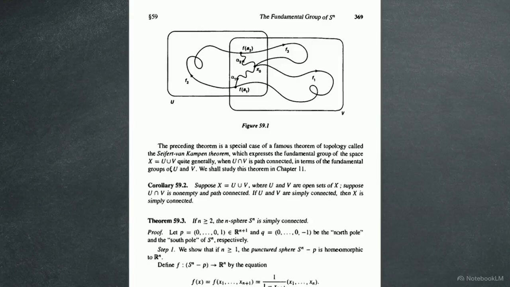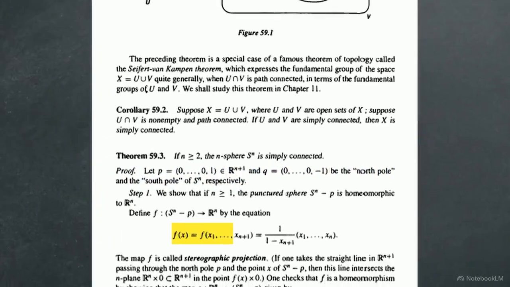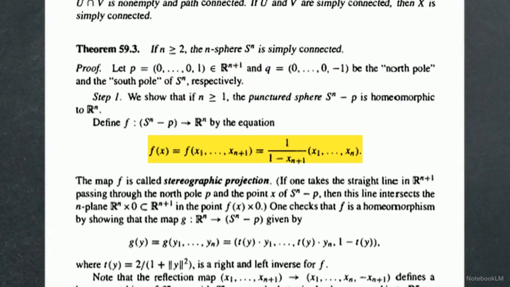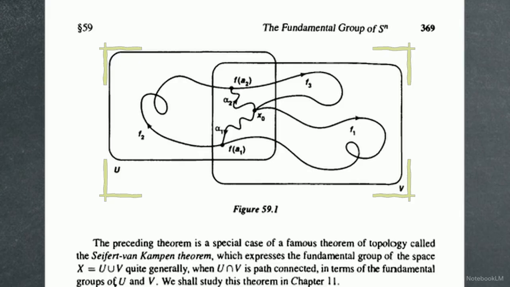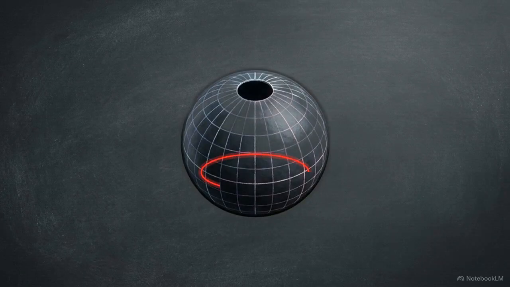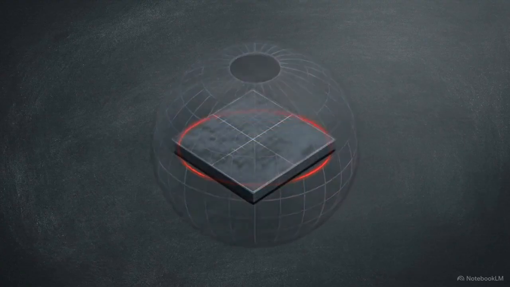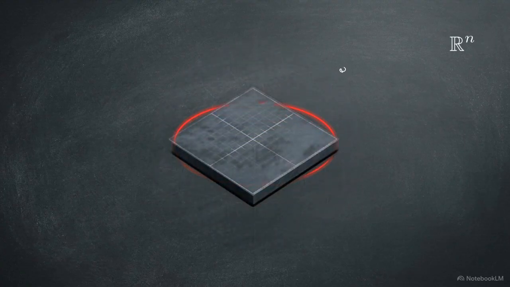This diagram illustrates the proof method. We designate a point P as the North Pole, then use stereographic projection to flatten the punctured sphere onto a plane. Any loop can be slightly deformed to avoid passing through that single pole point. Once the loop avoids the pole, we map the rest of the sphere via stereographic projection. The entire loop now lies within a space that is homeomorphic to flat Euclidean space, Rn.